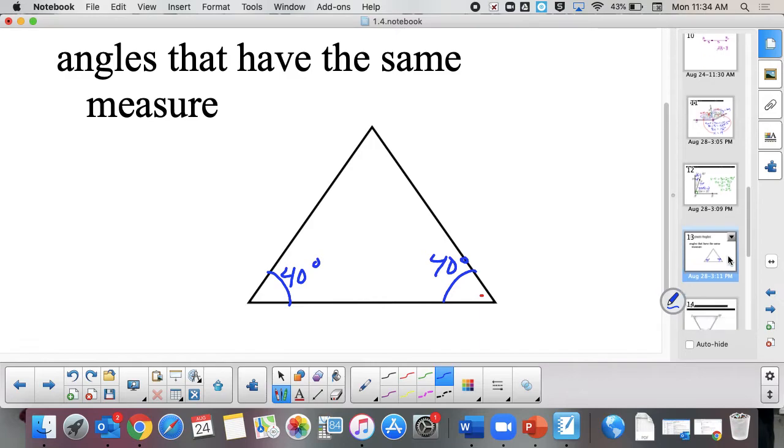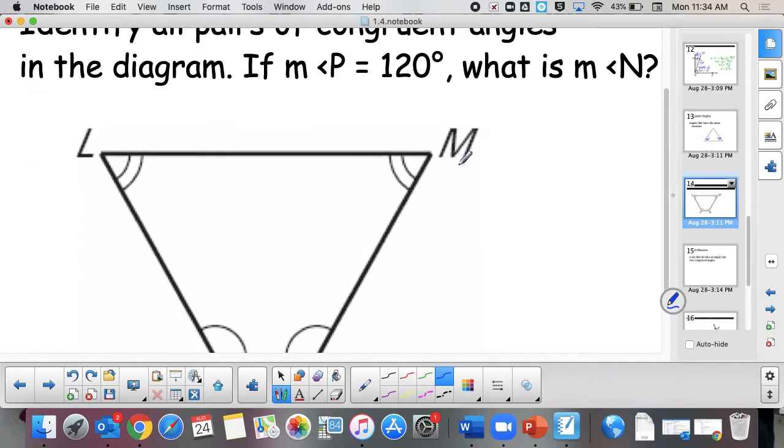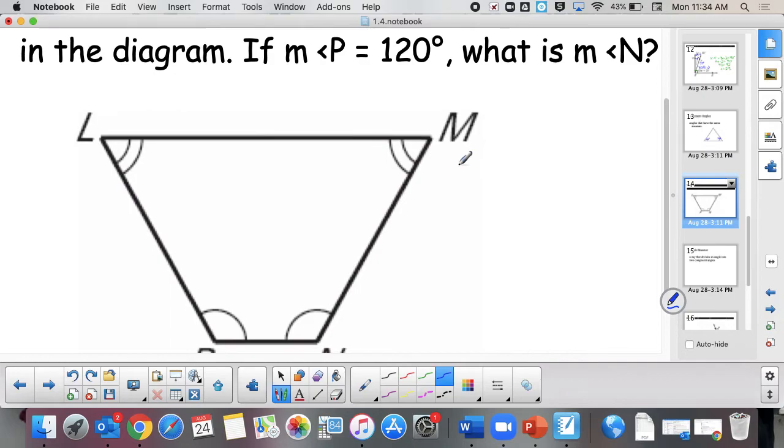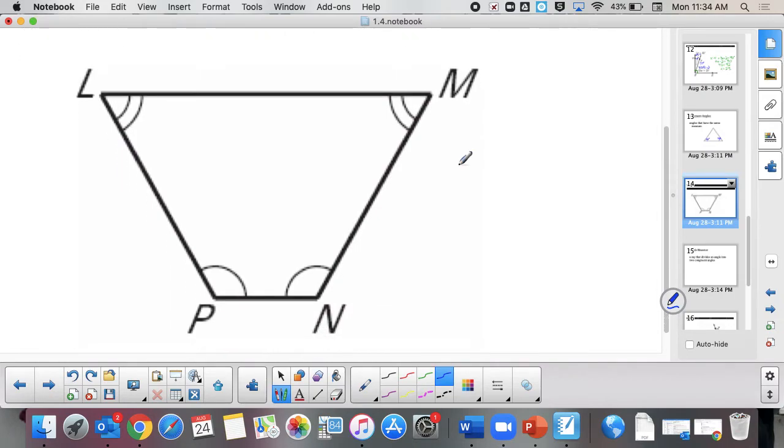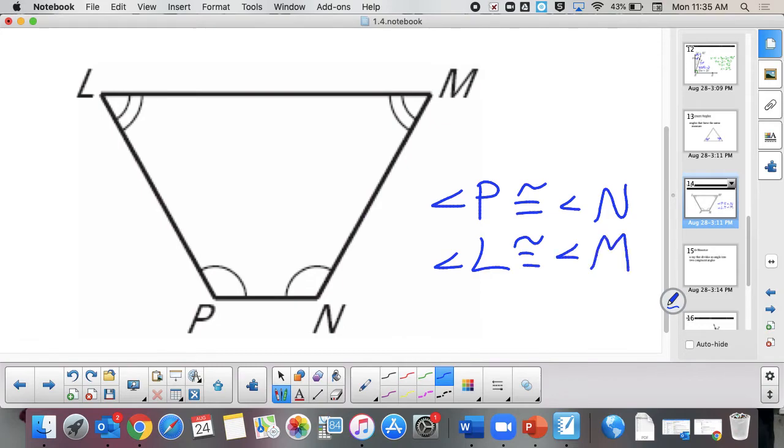So when I look at example 4, if they have the same number of markings, that would make them congruent. So it says identify your pairs of congruent angles. Well, angle P has a single arc to it. It is congruent to angle N because that has a single mark to it. Angle L has a double mark to it. It is congruent to angle M because it has a double mark to it. So if angle P is 120 degrees, that means angle N is also 120 degrees.